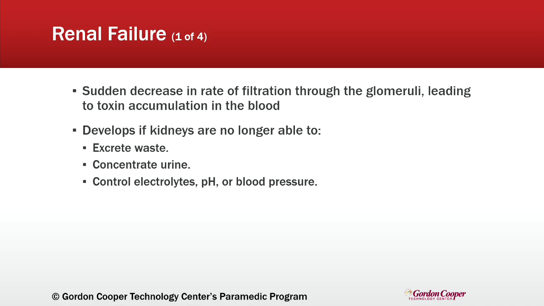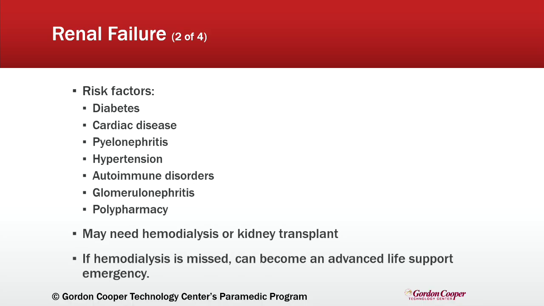But most of the time, by the time you get a call for those, they've progressed to a pretty significant state. Renal failure involves the sudden drop in glomerular filtration rate, causing toxins to build up in the blood. It occurs when the kidneys can no longer effectively excrete the waste that they once could or that they need to. The kidneys eventually lose their ability to create concentrated urine, and can no longer regulate electrolytes, pH balance, and even blood pressure. So things are starting to go south quickly.